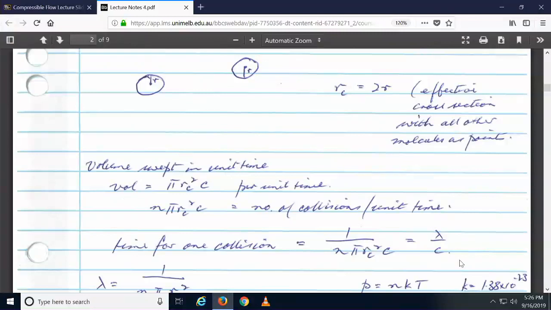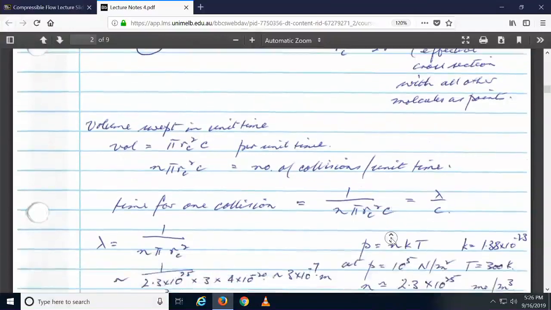Right? So we see that we have an estimate here of the mean free path. Lambda will be, so they've both got c in the denominator. So lambda will be 1 over n pi R c squared.